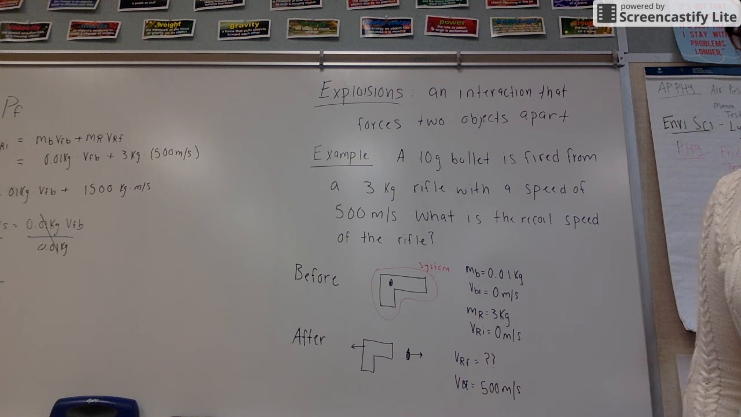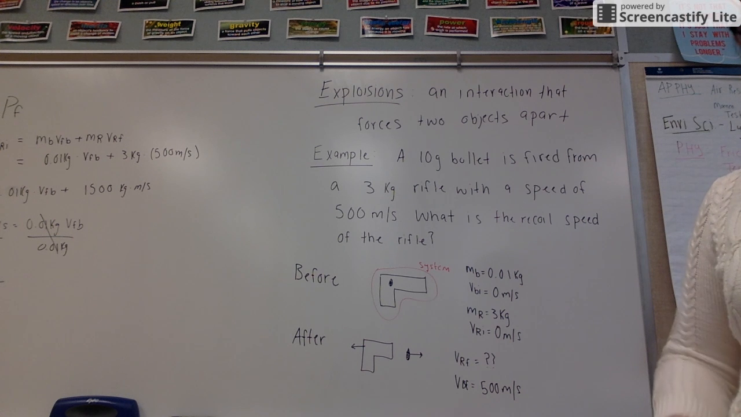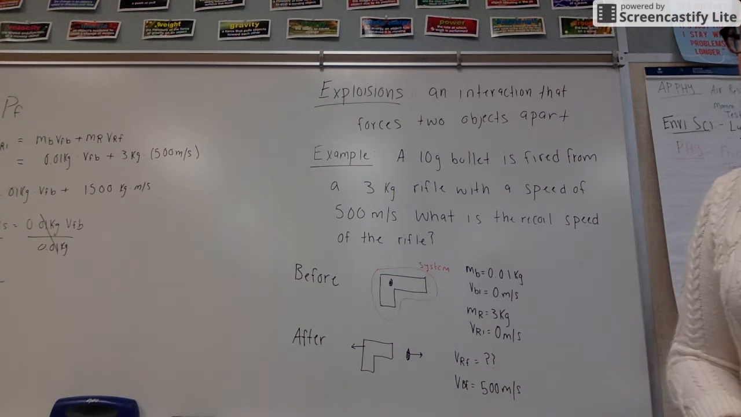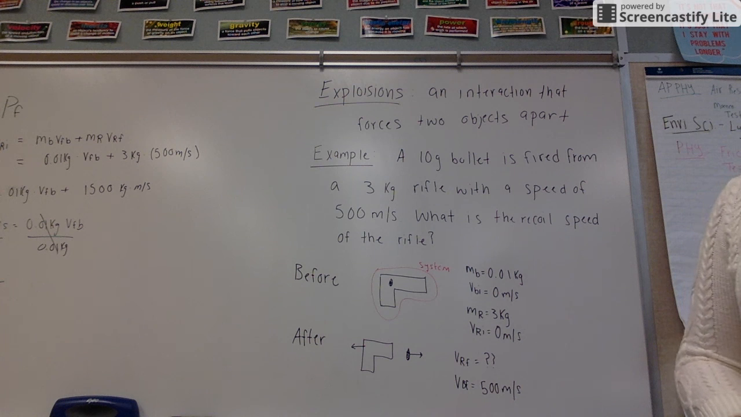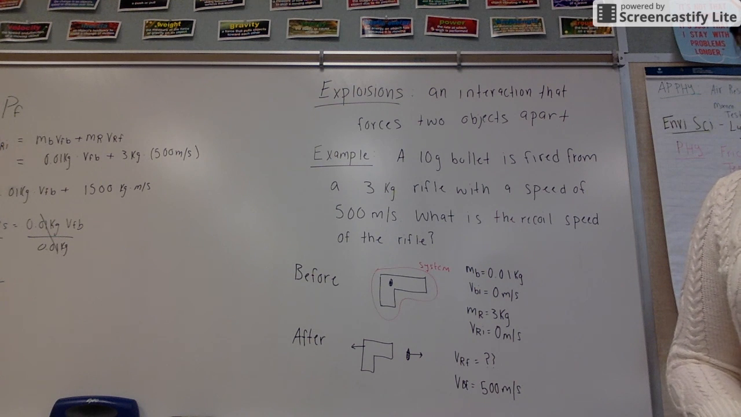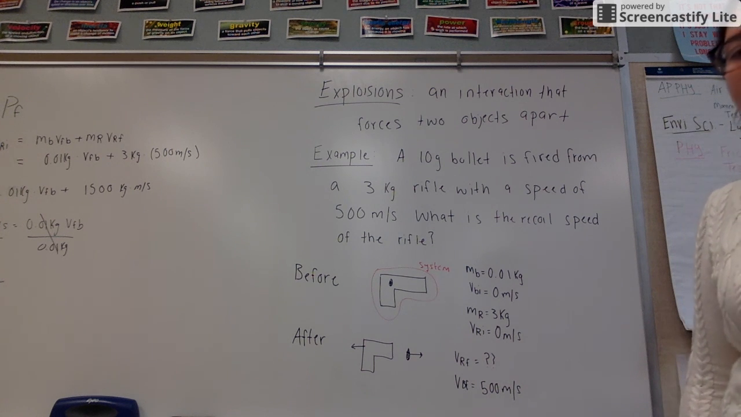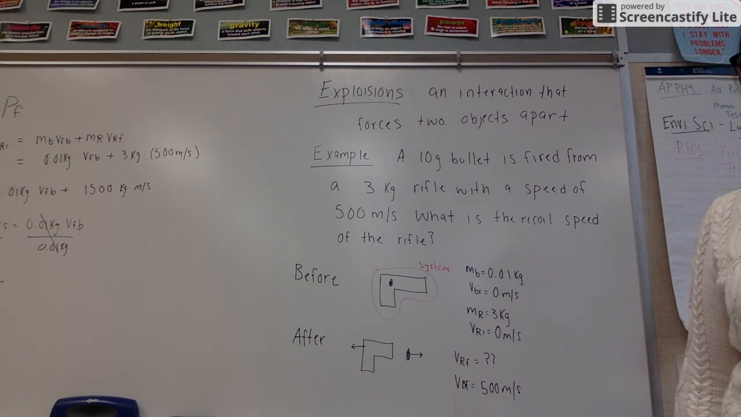So I have my before and after sketch done out for us. Before, inside of the barrel of the gun, with a little black dot, which is a bullet, it starts as a system. We're given the mass of our bullet in grams. We want to convert that to kilograms, so we're going to move the decimal place over 3 times to get the mass, which is going to be 0.01 kilograms. The mass of our rifle we're given is 3 kilograms.